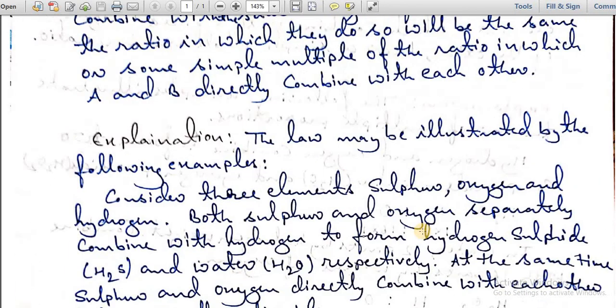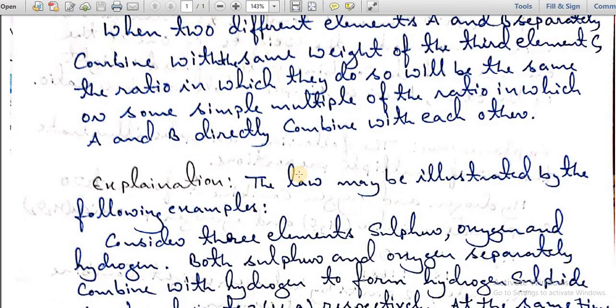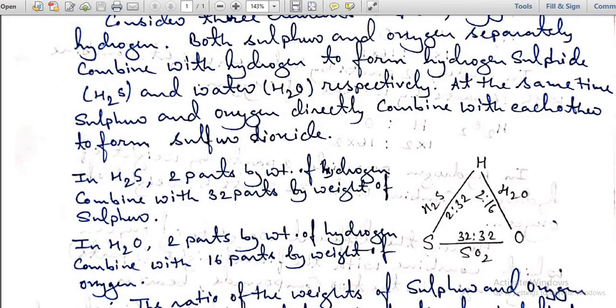Now if you read this statement, you will understand. When two different elements A and B separately combine with the same weight of the third element, that is C, the ratio in which they do so will be the same or some simple multiple of the ratio in which A and B directly combine with each other. This is the law of reciprocal proportion.